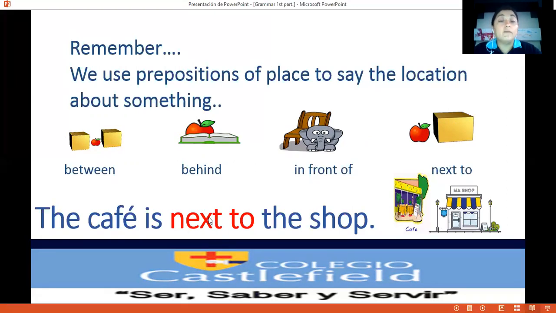Okay, I have one example for you. The cafe is next to the shop. The cafe is here next to the shop. Okay, I need you to identify the use of the prepositions and solve the exercises, okay?